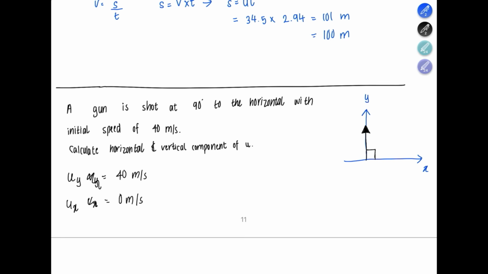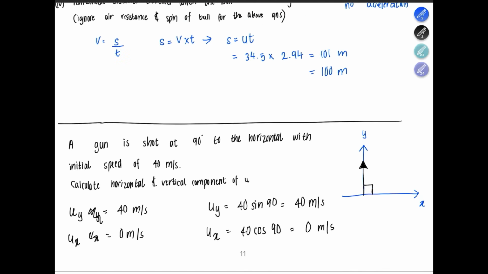Now you can also show this with calculation. To find the horizontal component of initial velocity, we have to use cosine 90. Why? Because we do know the angle between the x-axis and the velocity given to us. Okay, it's known to us. That's why we use cosine 90. That is why for uy we have to use sine 90.